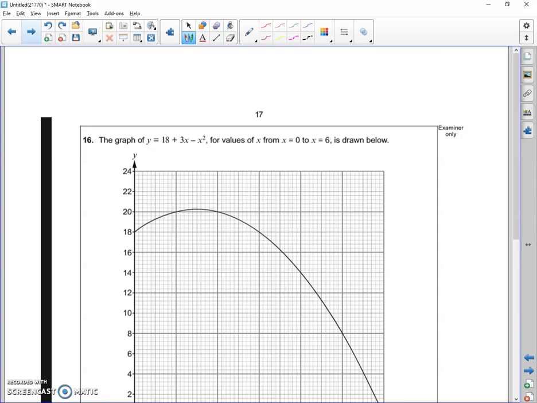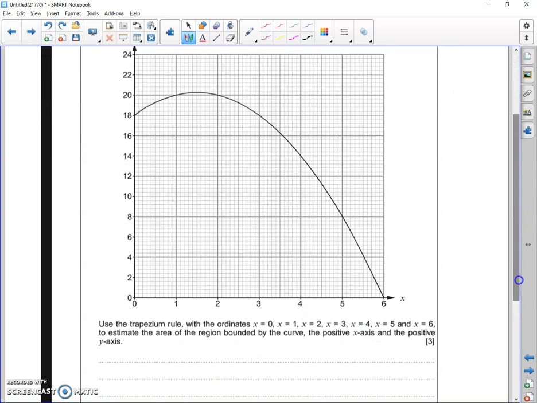Okay, question 16. We've got a curved graph. It says use the trapezium rule with ordinates. Ordinates are like the edges, the boundaries of each of your trapeziums at 0, 1, 2, 3, 4, 5 and 6 to estimate the area. So for a trapezium we've got A, B and H, and the formula is a half A plus B times H. That's given to you on the front cover. So all we're going to have to do is that 6 times.